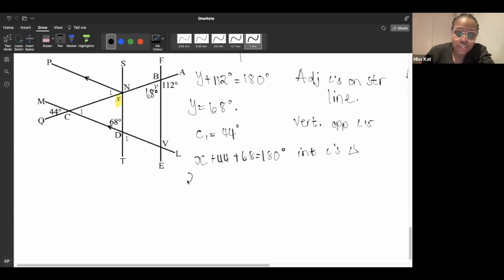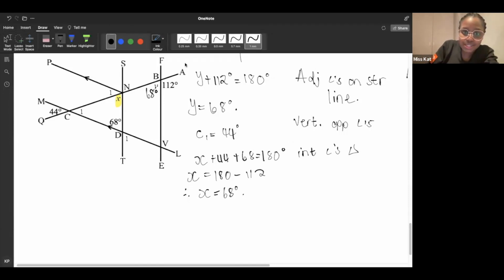So then x is how much? X, ma'am, is equal to 180 minus 112. Therefore, x is equal to 68 degrees, ma'am. 68 degrees. Beautiful.